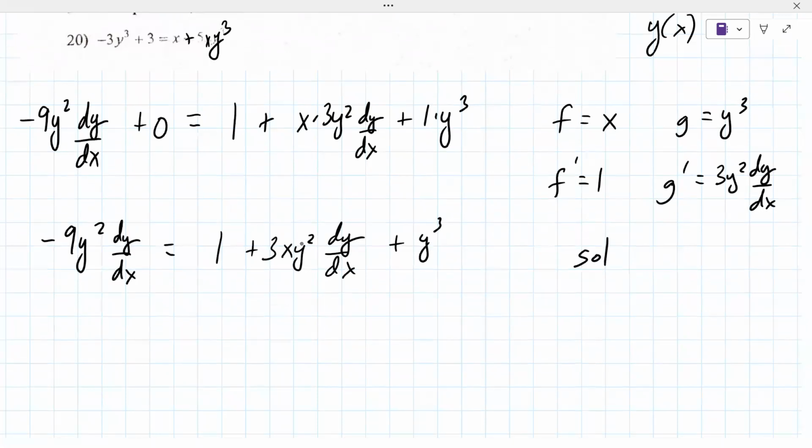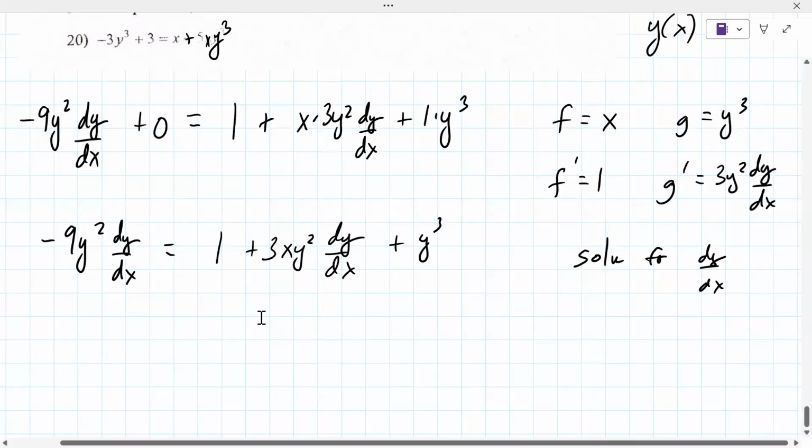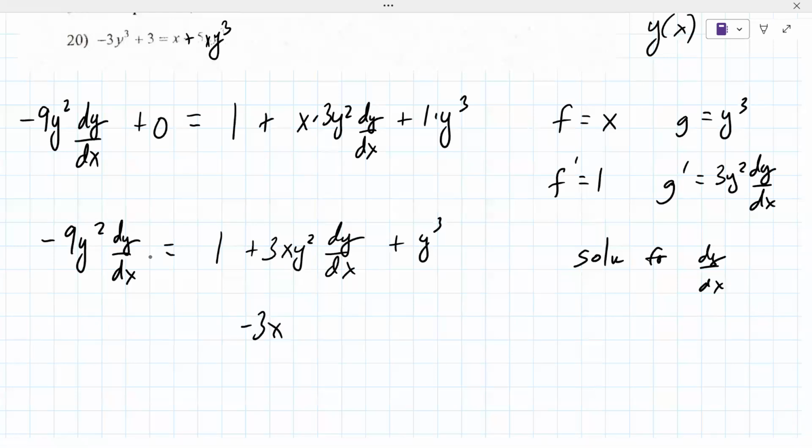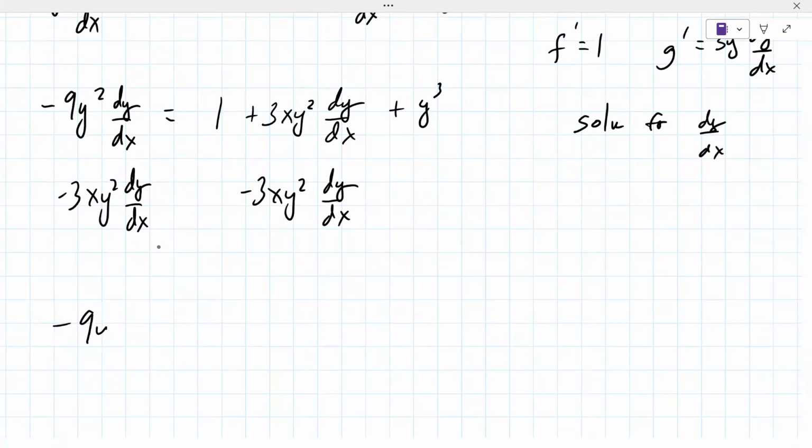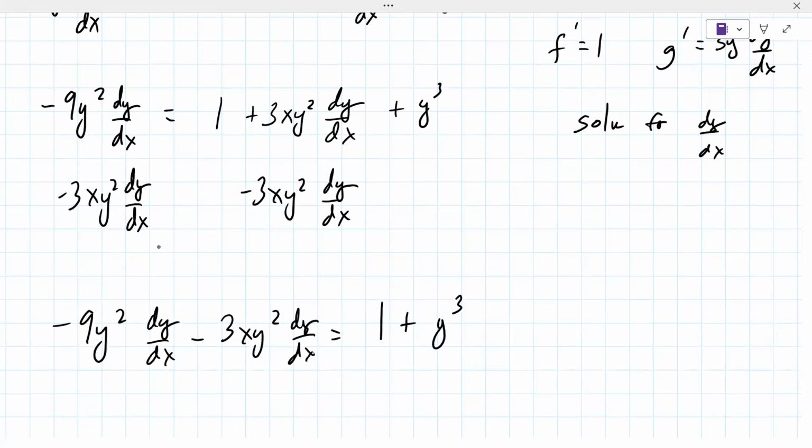So your goal here is to solve for dy dx, which means you have to get it on the same side, the other stuff not on the same side. You can move left or right. Generally, students move left. You're subtracting this whole thing here to get it left. And you can't combine it, you're just rewriting it. So it becomes, and the order doesn't matter, minus 9y squared dy dx minus 3xy squared dy dx equals 1 plus y cubed. And now you factor out a dy dx.